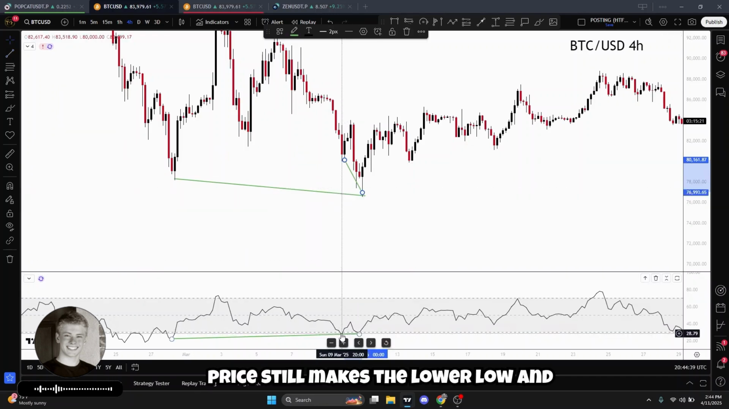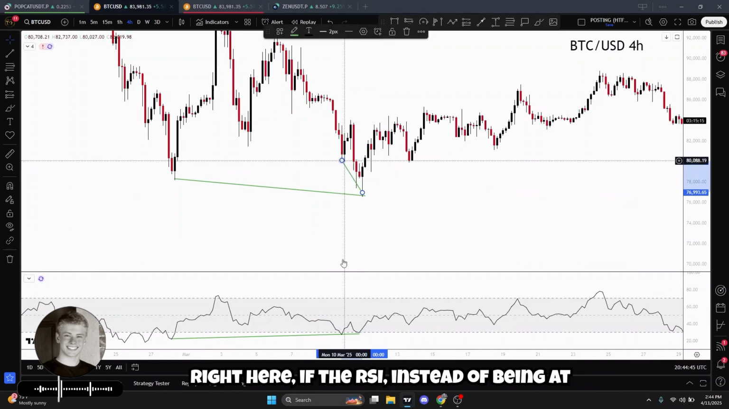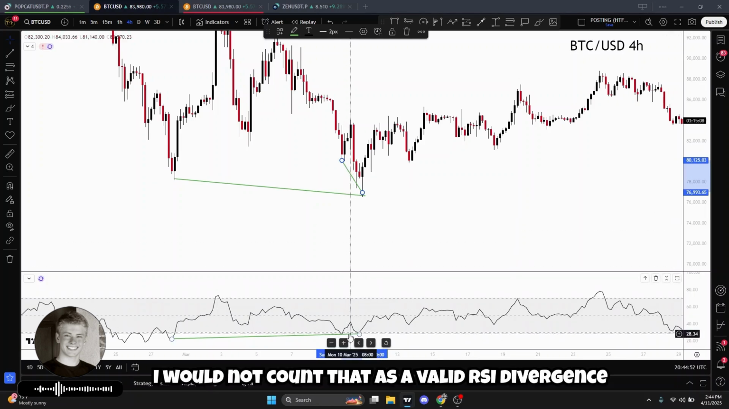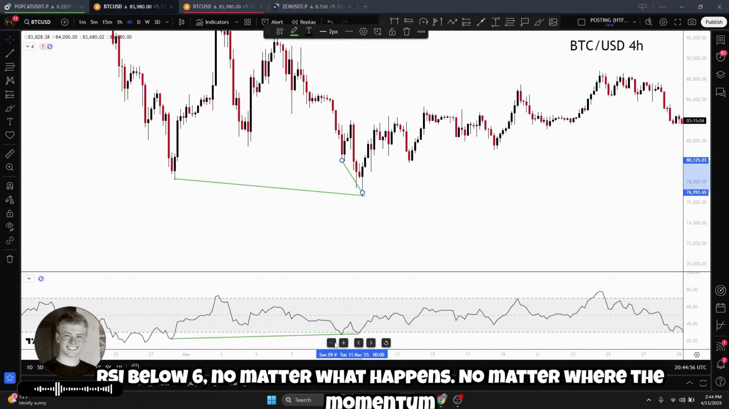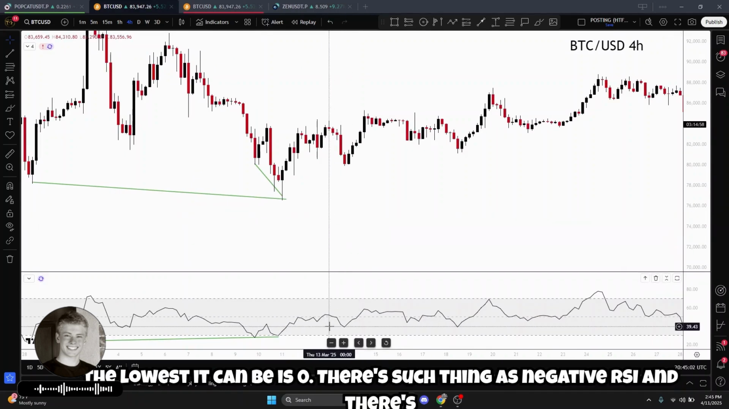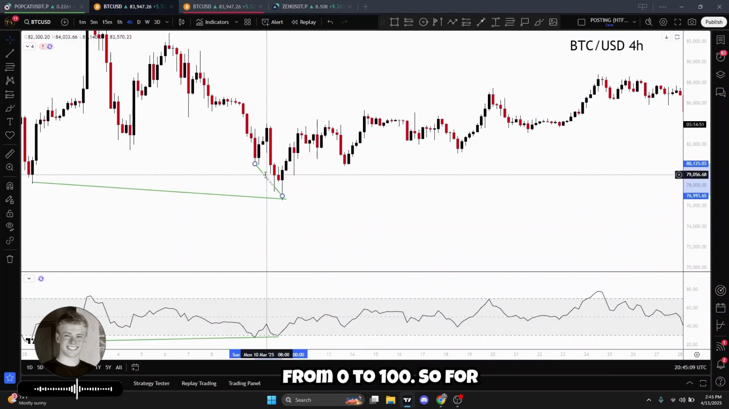Because you can see price still makes the lower low and RSI makes the higher low. But for example, right here, if the RSI instead of being at 27 was at 6, I would not count that as a valid RSI divergence, because it's going to be very hard to get the RSI below 6, no matter where the momentum actually is. The lowest it can be is 0. There's no such thing as a negative RSI, and no RSI above 100. It's on a scale from 0 to 100.